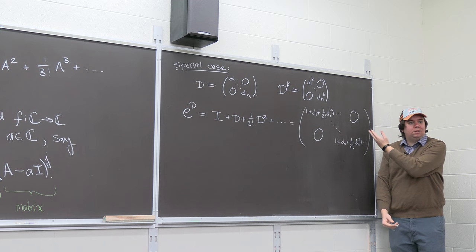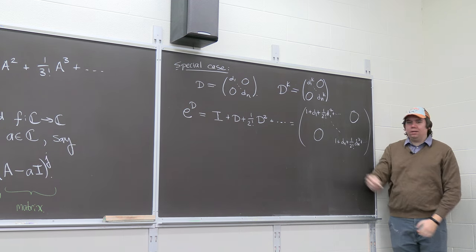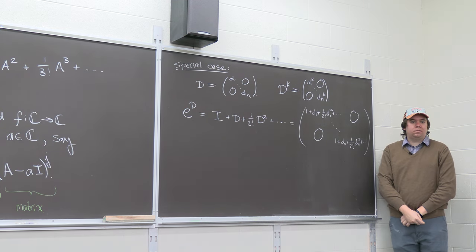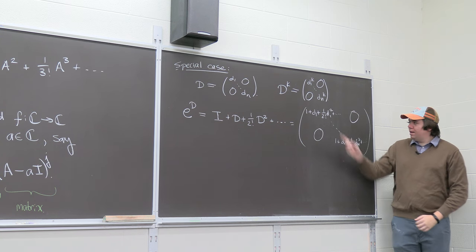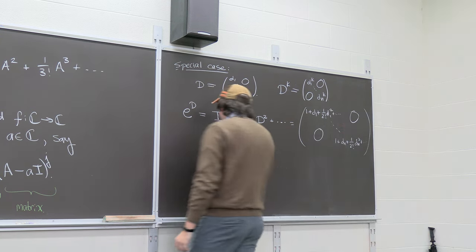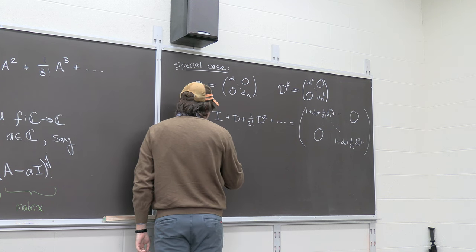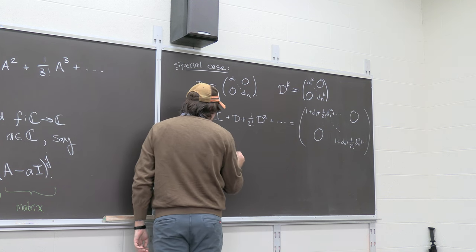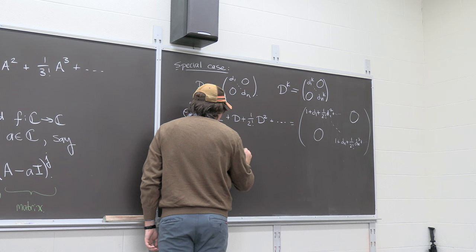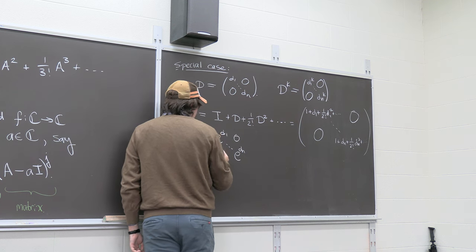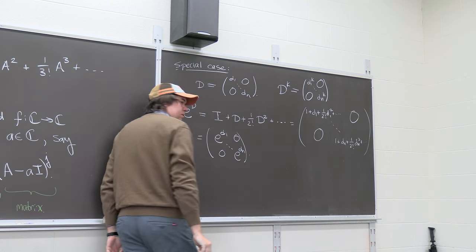But what is this? What is that guy right there? E to the... Yeah, that really is just e to the d1. So here, it really does just come out to be e to the d1 down through e to the dn on the diagonal and zeros everywhere else.